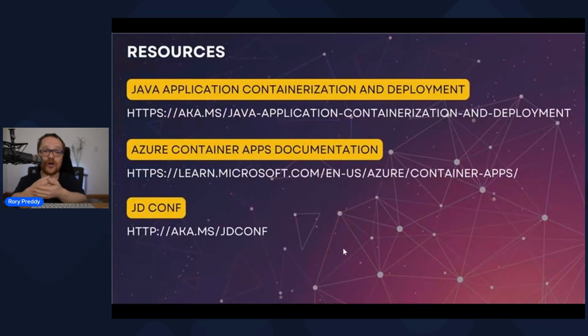So resources, you've got those resources for the modern web app. Don't forget to go to the containerization and deployment at aka.ms/java-application-containerization and deployment, and access all of the new services and video series that we have that focuses on exactly how to get containers and the basics of containers. You also want to go through to the official Azure Container Apps documentation that will cover how to add network security.